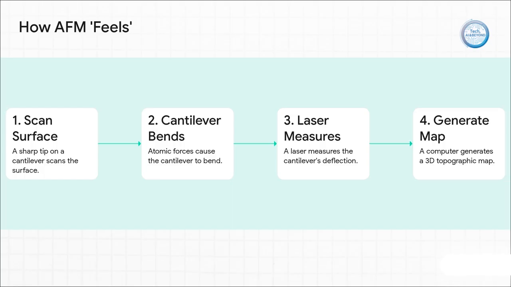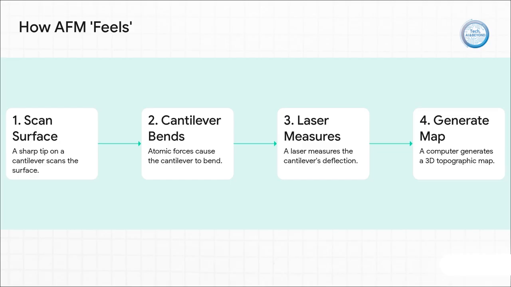It seems like it uses a sense of touch. How does that work? That is the perfect way to put it. AFM doesn't see anything. It literally feels the surface. It works by scanning a tiny, unbelievably sharp tip. The point can be just a few atoms wide across the sample. This tip is on the end of a flexible little arm called a cantilever.